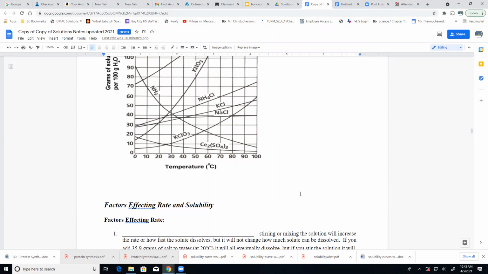Yes, sir. What? Do I think water is red? I think it is.